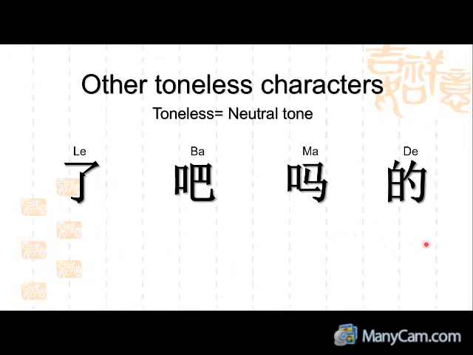Now, these four other toneless characters. These four characters are usually used at the end of sentences. It's to show that either this thing has happened, or it's going to happen, or it hasn't happened yet. Or they're used in decision making. And one of the things I have to say on this slide is that we're going to look at this stuff in more depth when it comes to lesson 8, 9-ish.